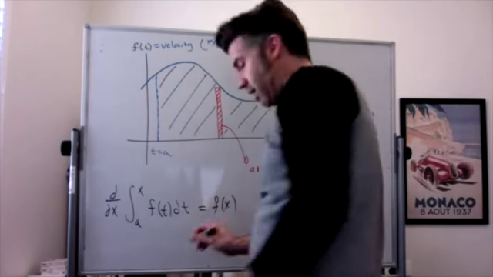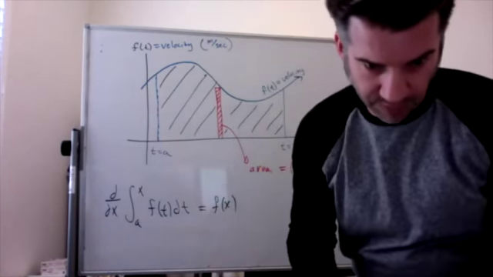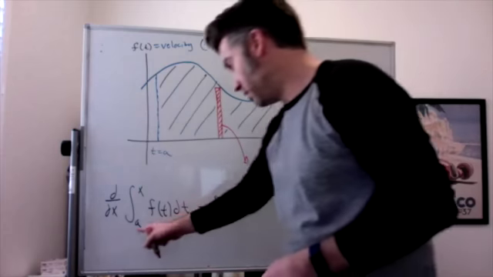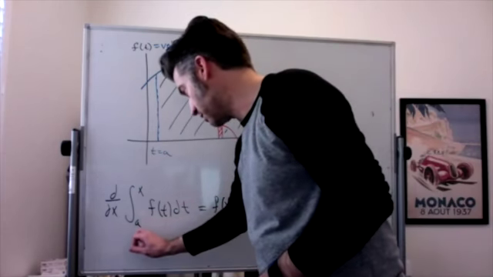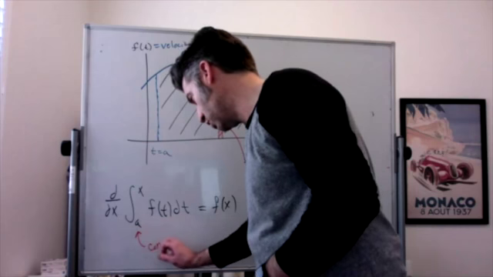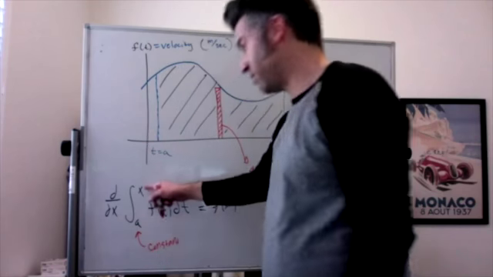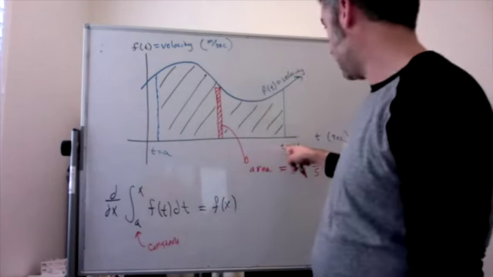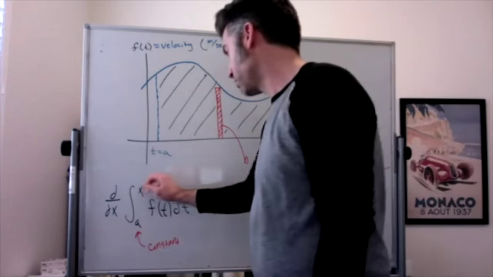And I should point out that in this context, this a down here, that's a constant. It doesn't change. But the x up there is meant to represent a variable, right? This x here can be anywhere.